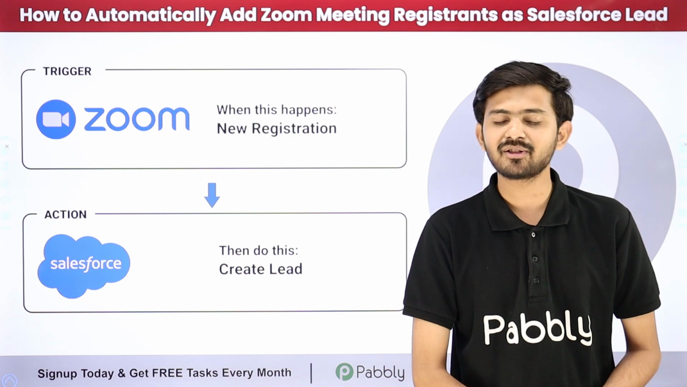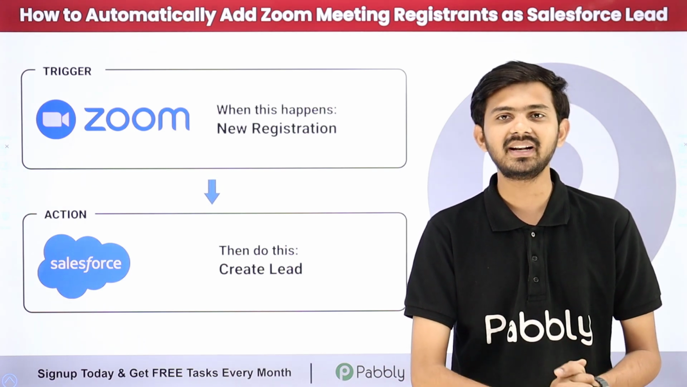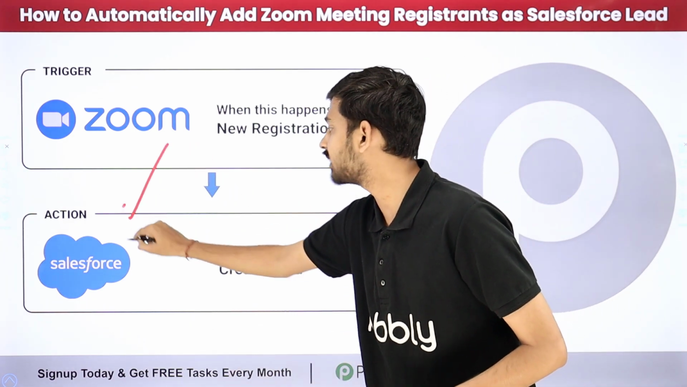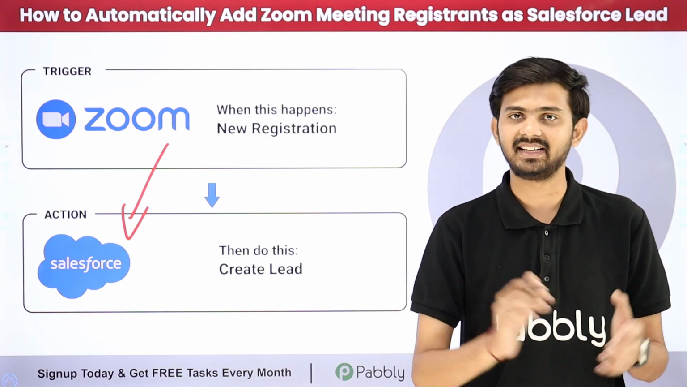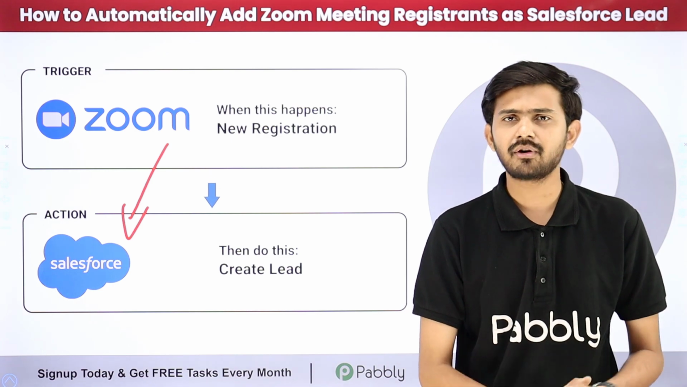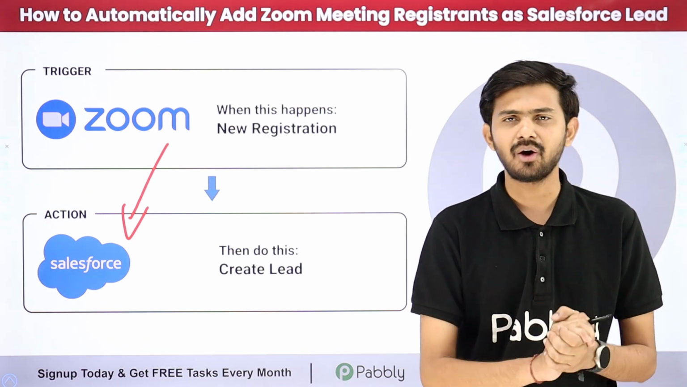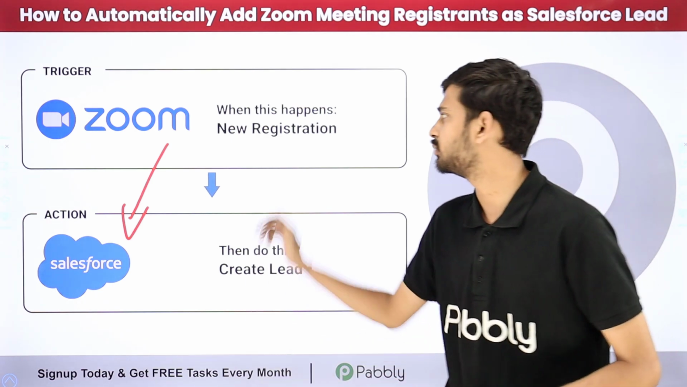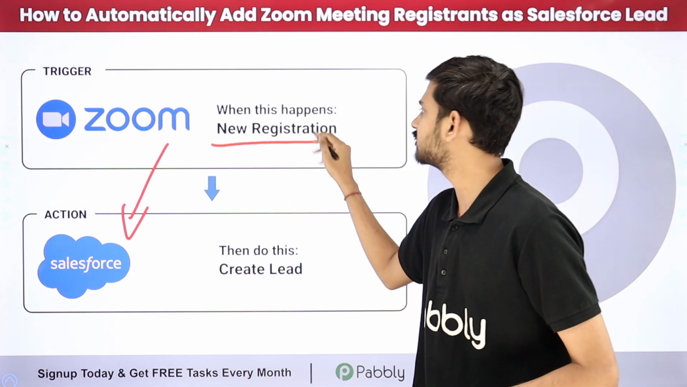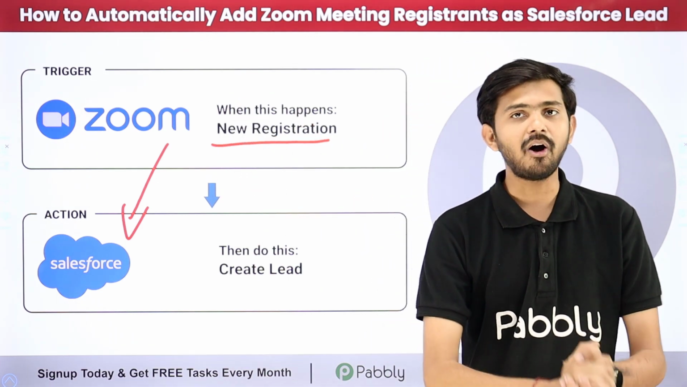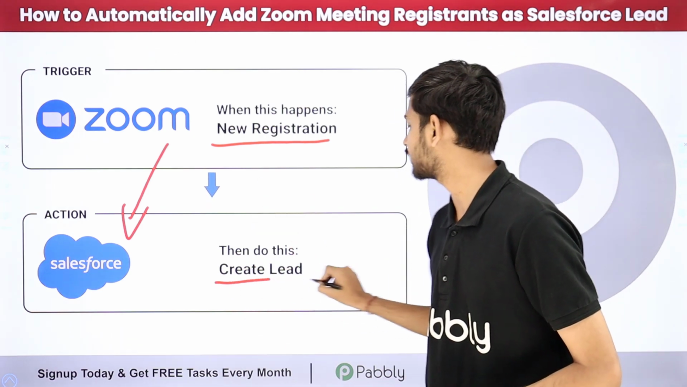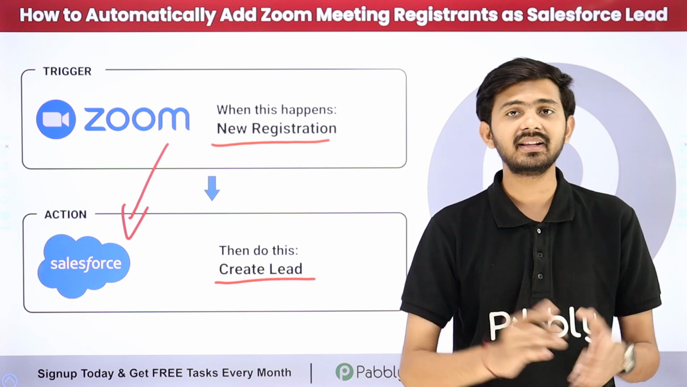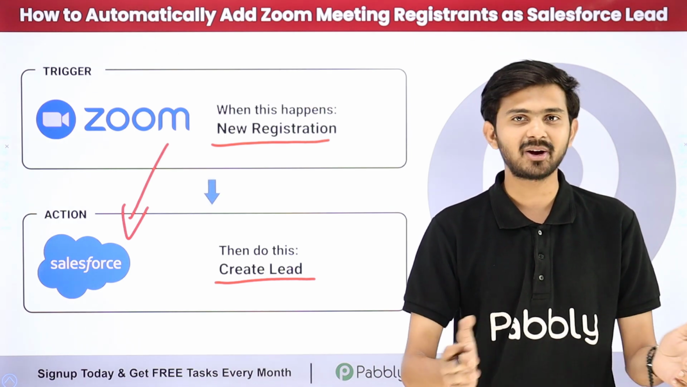So here I want to do this automatically, and for that I'm going to build a connection between Zoom and Salesforce. For building this connection, I'm going to use Pabbly Connect. Pabbly Connect is an amazing software for automation and integration. Now with Pabbly Connect, whenever I'm going to receive a new registration or I'm going to get a new registrant for my Zoom meeting, then automatically by using all those details, I will create a new lead in my Salesforce account. So how I'm going to build this connection? For that, let me take you to my computer screen.